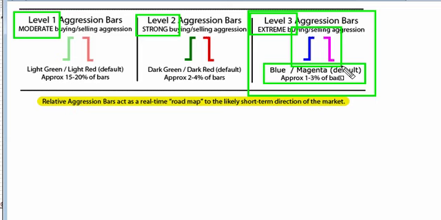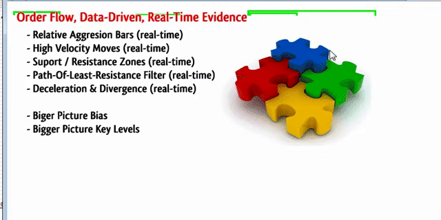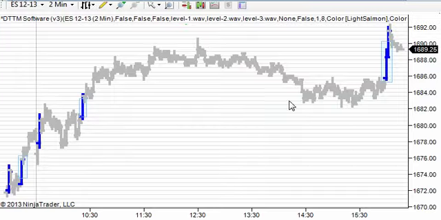So by just looking at nothing but these level 3 bars, so again, getting rid of support resistance, filter, deceleration, all of that stuff, and just focusing on these relative aggression bars and high velocity moves, and specifically the level 3 or extreme bars, we can get a real good feel for what the market's doing. If we look at the ES today, and this is a 2-minute chart, I'm just apples to apples going to look at a bunch of 2-minute charts. You can use this on any time frame that you want, from really small 10-second micro scalping charts to swing trading charts and anything in between.